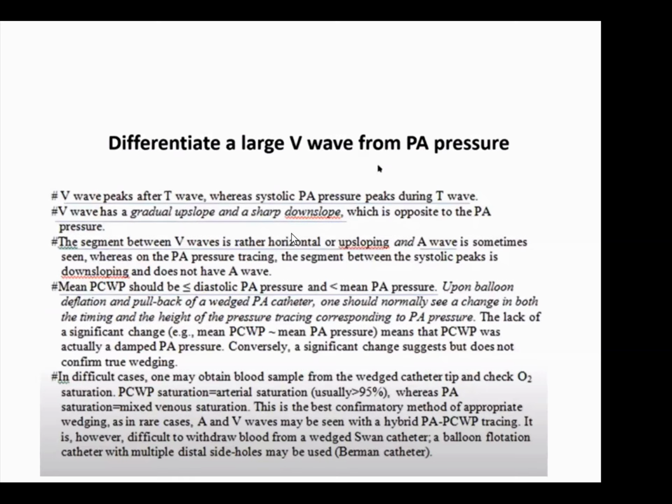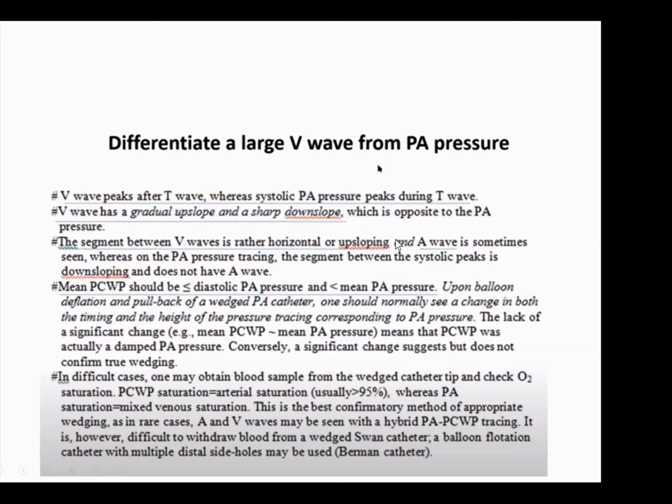How to differentiate large V waves from a PA pressure? V waves peak after the T waves, whereas the PA systolic pressure peaks during the T wave or during the ST segment. The V wave has a gradual upslope and a sharp downslope. However, the PA pressures have a gradual downslope.